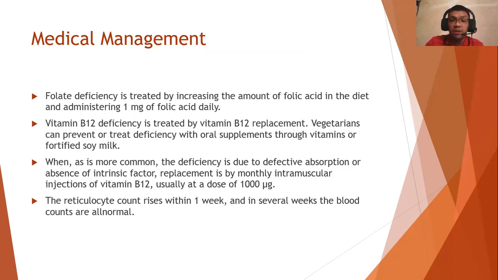When it is more common, the deficiency is due to defective absorption or absence of intrinsic factor, which is the pernicious anemia. Replacement is by monthly intramuscular injections of vitamin B12, usually at a dose of 1,000 micrograms. IM injection. Remember, for patients with pernicious anemia, their GI tract cannot absorb vitamin B12 due to lack of intrinsic factor. The reticulocyte count will rise within a week, and in several weeks, the blood counts will become normal.